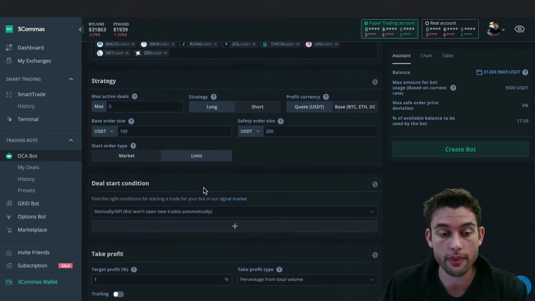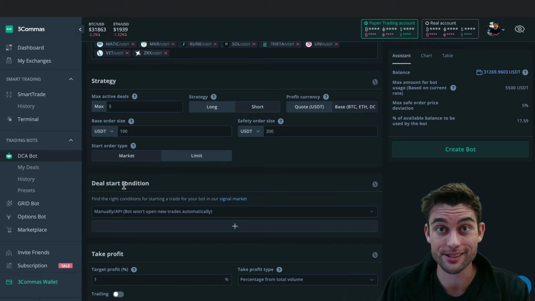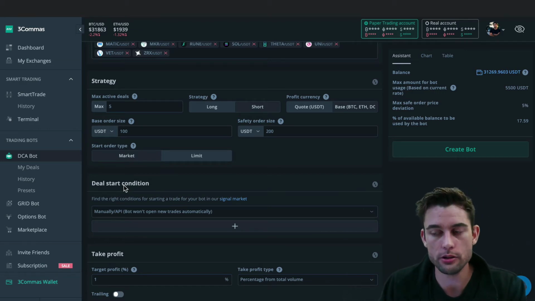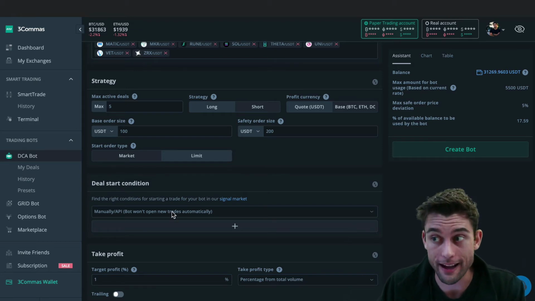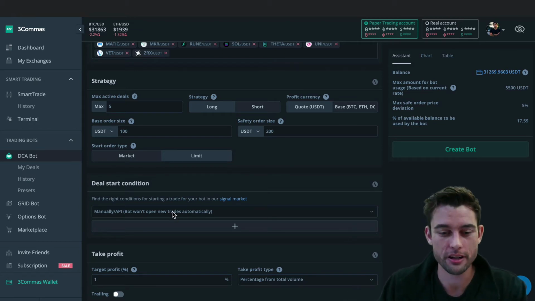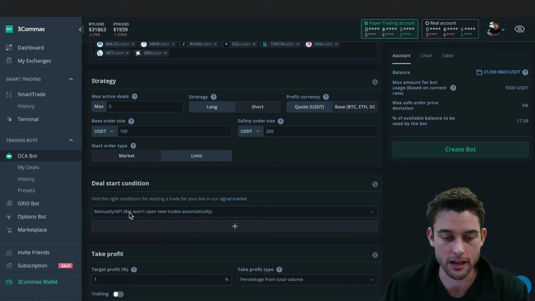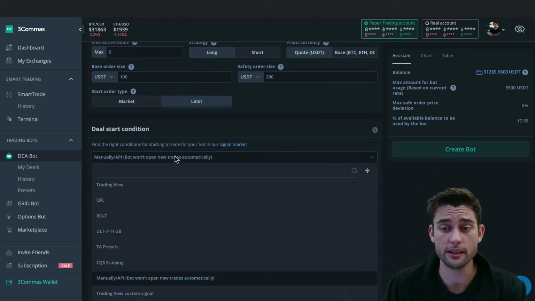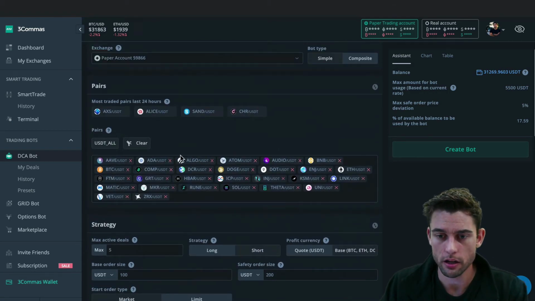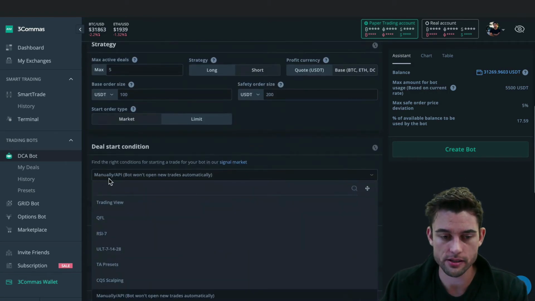Now, underneath that, we have deal start condition. And this is where the magic happens, okay? This is where you actually get into actual bots. This is where 3Commas really shines. Right now there's manual/API. And firstly, let me just say this. For the composite bots, this comes up.